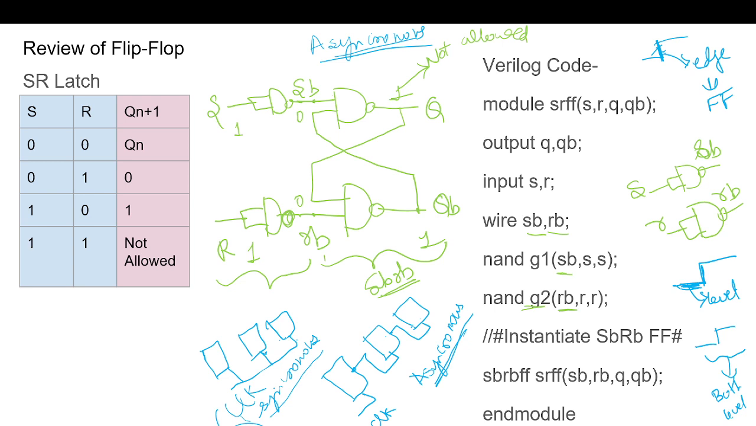Ma'am, can you please connect the S input and R input to enable here? Here we have NAND gates, right? Here you are saying to tie to an enable signal. Yes, that will be a positive level latch or negative level latch.